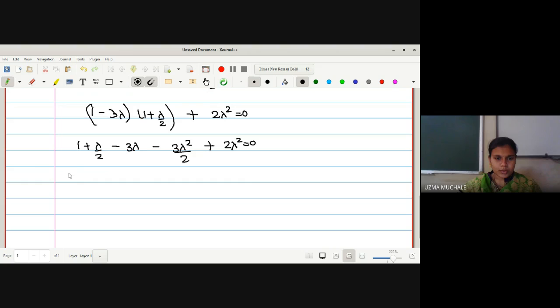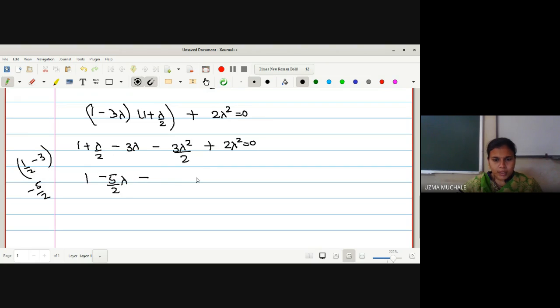If I take a lambda outside, what will be the resultant? 1 by 2 minus 3. We have to solve this one. So what will be the resultant of this? Minus 5 by 2. So it will be 1 minus 5 upon 2 lambda. Correct?